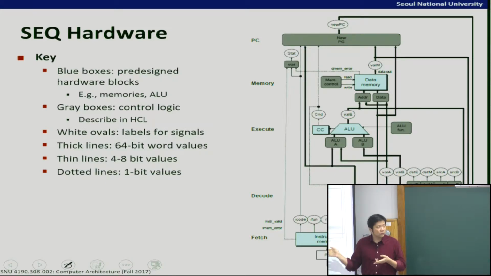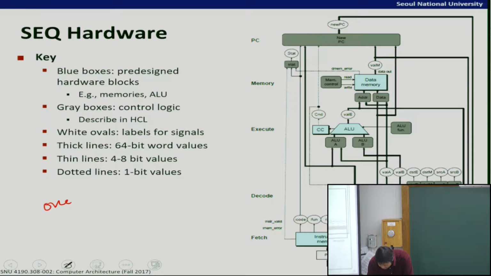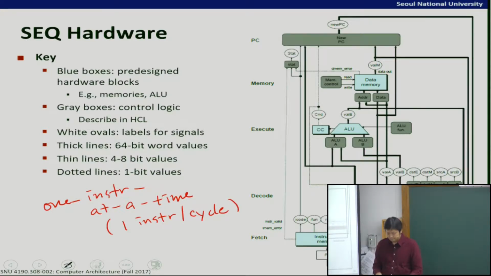But in the next lecture, we're going to introduce what is called the pipelined version of the processor. In that case, you execute multiple instructions at the same time in an overlapped manner. So that's what we're going to cover next time. But this one will serve as a baseline. So this one will be one instruction at a time, that is, one instruction per clock cycle. That's what we are doing.